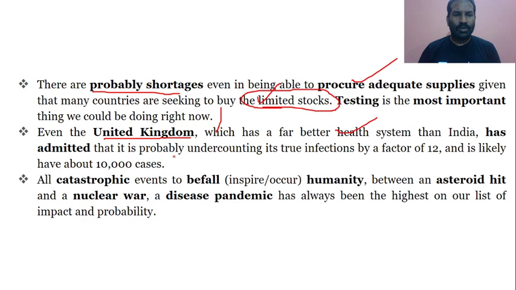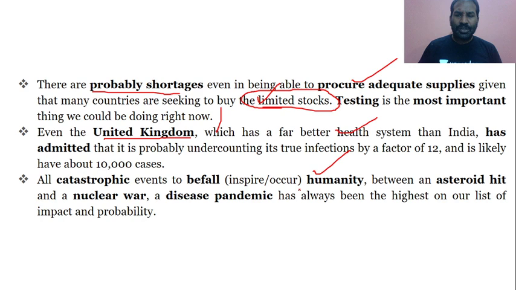So all these catastrophic events will occur to humanity. It is not pertaining to only one particular country, not just China, the US, Europe, the UK, Iran, Southeast Asian countries or India, but this catastrophic pandemic will definitely affect the entire humanity.